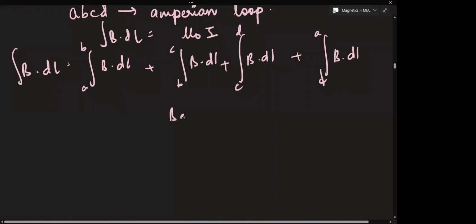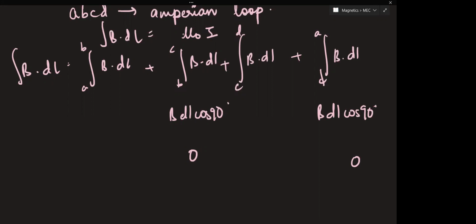This will be what? BDL cos 90 degrees. And this will also be cos 90 degrees. Means this will be 0. Now what is left?